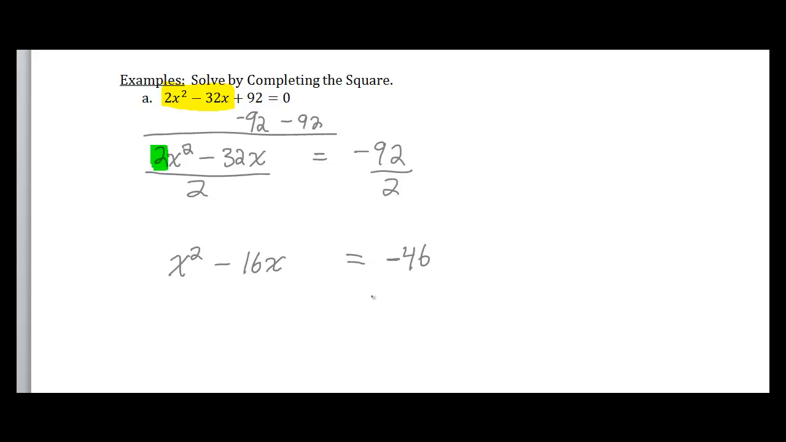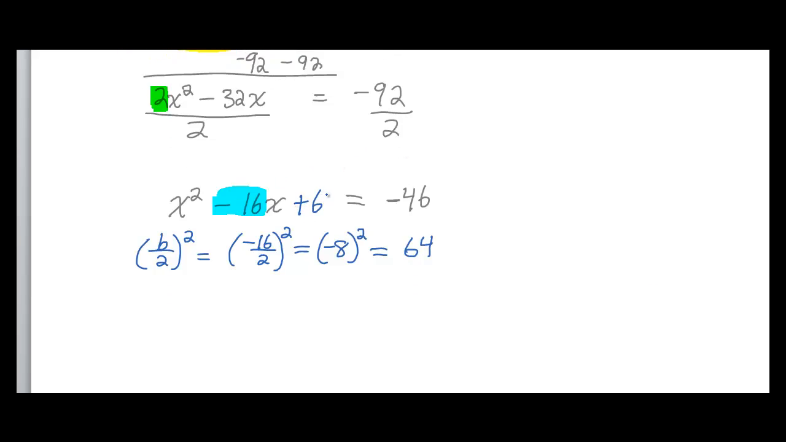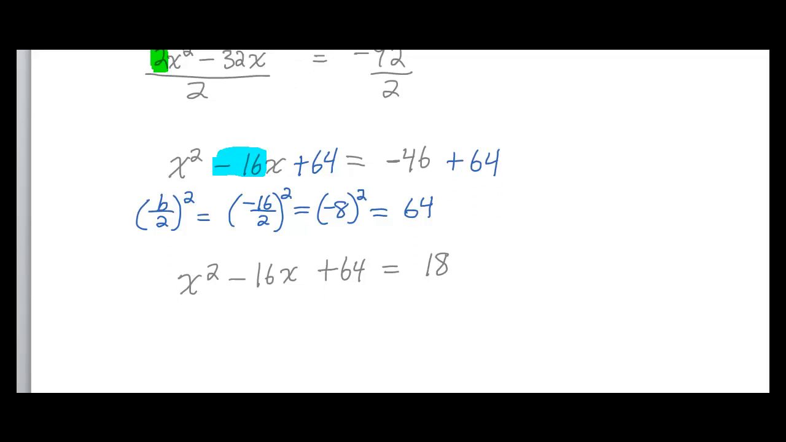Next step is the completing the square step, right? My b term is negative 16. I want to figure out what b over 2, all squared, is. Well, my b is negative 16. I'm going to square half of it. Negative 16 divided by 2 is negative 8. I want to square that, and negative 8 squared is 64. So what I'm going to do is add 64 to both sides of my equation, and you add it so that it stays balanced. So I get the equation x squared minus 16x plus 64 equals, well, negative 46 plus 64 is a positive 18. So I've done my completing the square step.